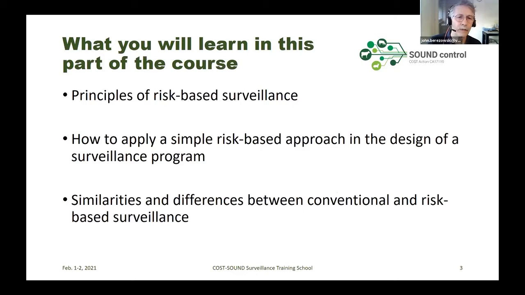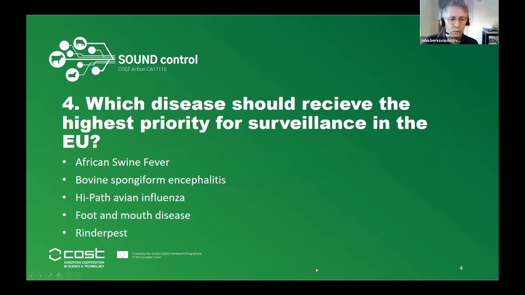So what we're going to talk about is just basic principles of risk-based surveillance, how to apply a simple risk-based approach in the design of a surveillance program, and similarities and differences between conventional and risk-based surveillance. So first off, we're going to do this question. If you were the king or queen of the EU, which of these 1, 2, 3, 4, 5 diseases would you think should receive the highest priority for surveillance and disease control in the EU?